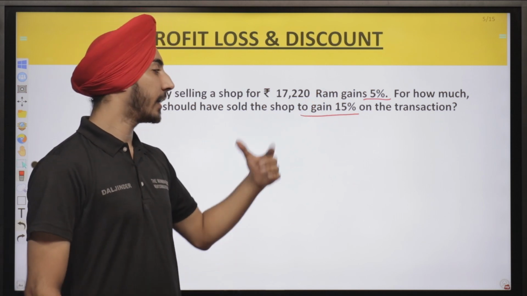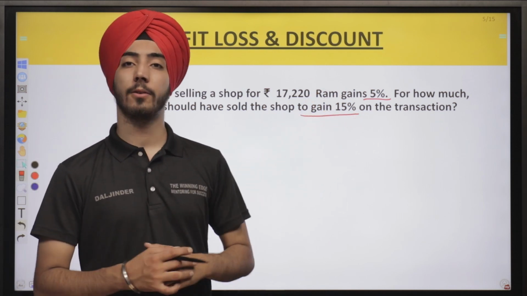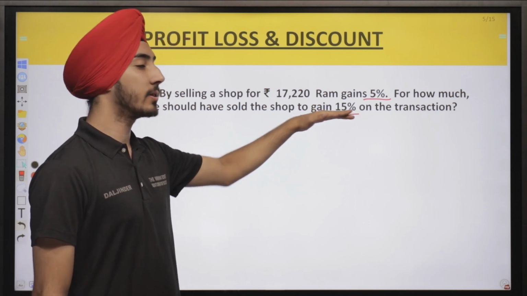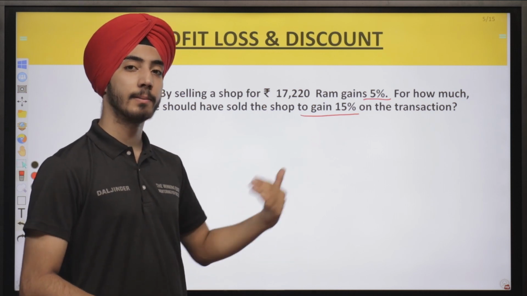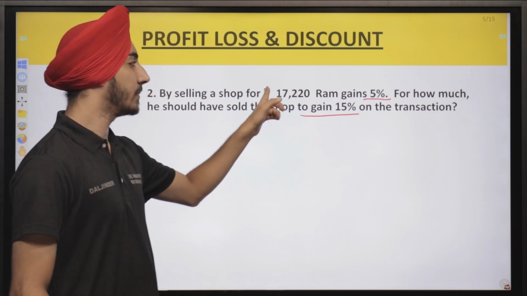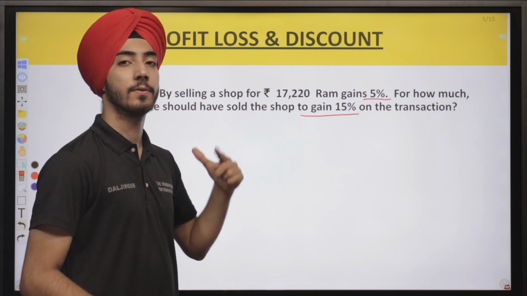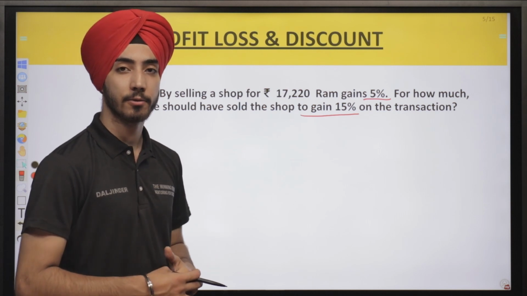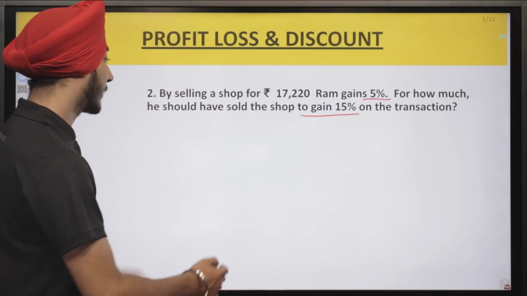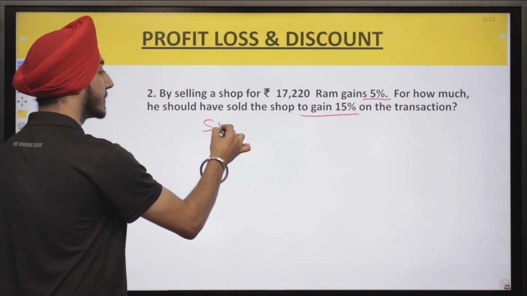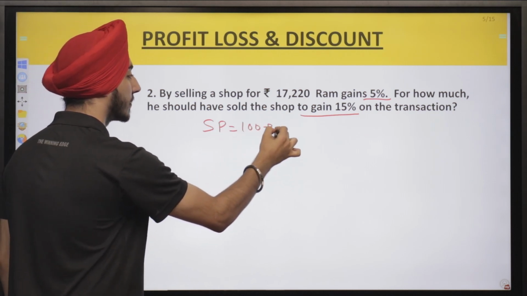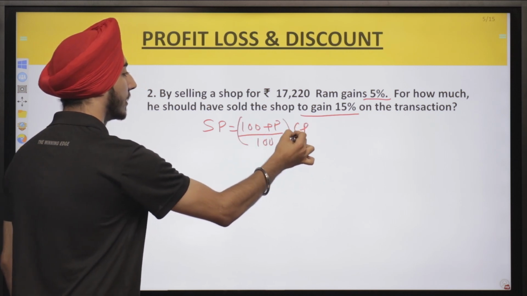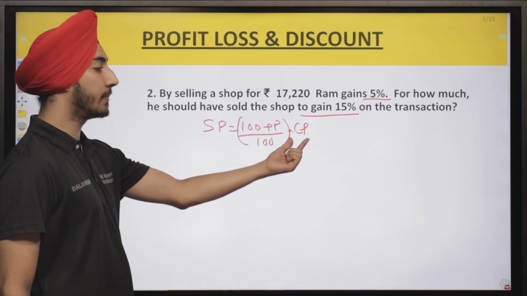Now to find the profit as 15%, we also need to know what the cost price was. Then only we can say that he has sold it 15% above the cost price. So from this information, first of all we have to find the cost price, then we have to find the selling price for the second part of the question, right? So we know this basic formula here, SP equals 100 plus profit upon 100 into CP. This is the basic formula. We can rearrange it to find CP.